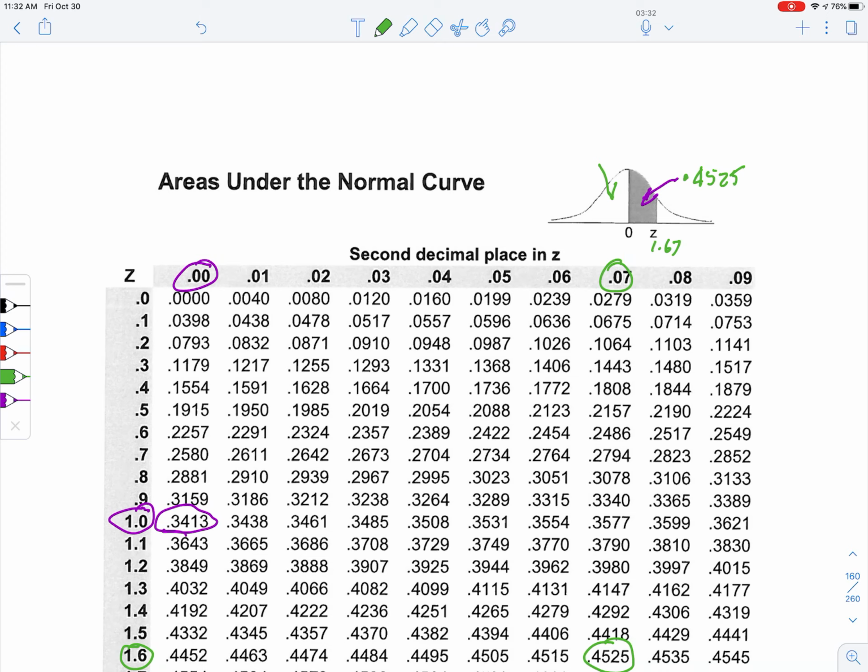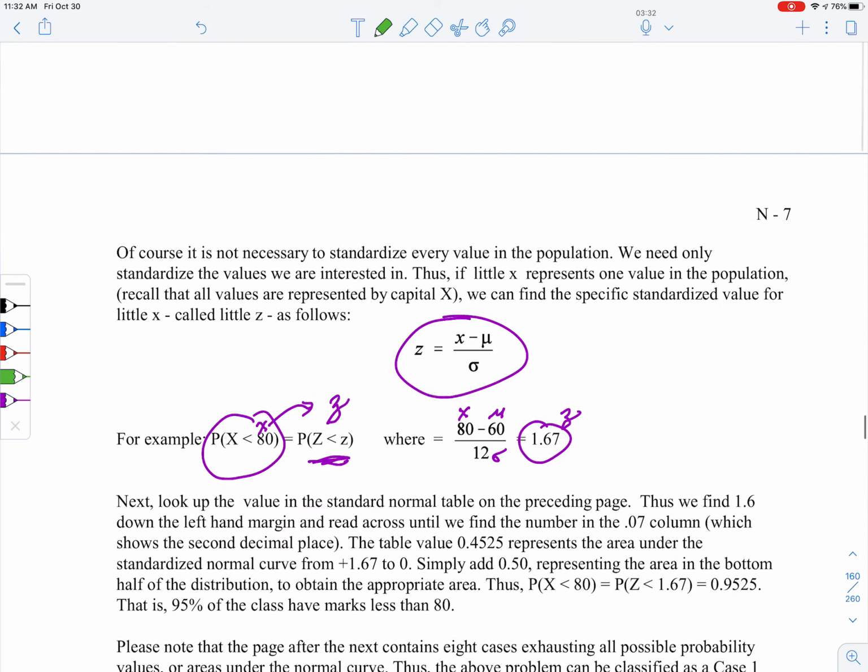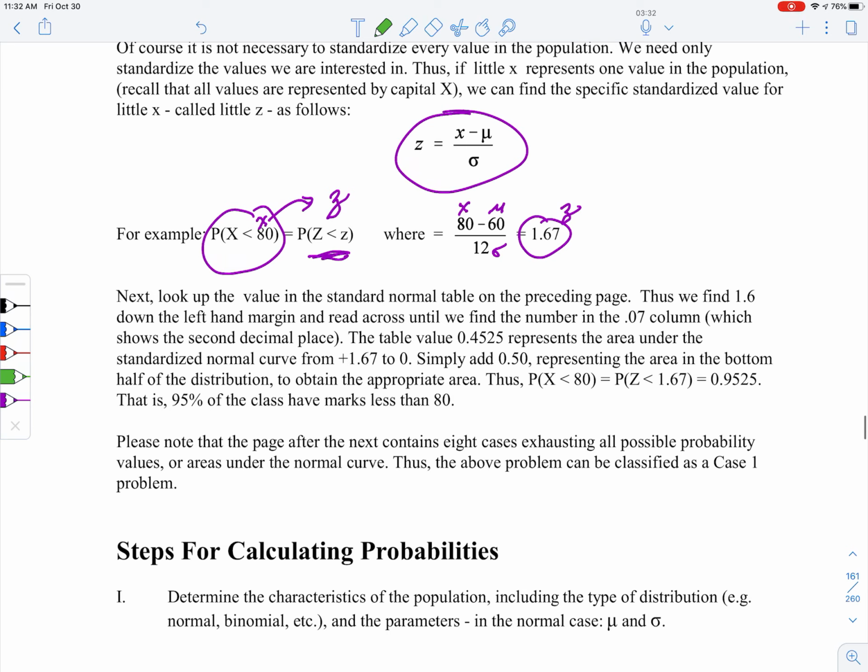Now, the other thing that we know is that there's 50% right here. So if we were looking at all this area from 80 down, that's equivalent on a standardized normal or a Z distribution of 1.67 down. Add those together and you'll get 95%. So that's what we've got here.